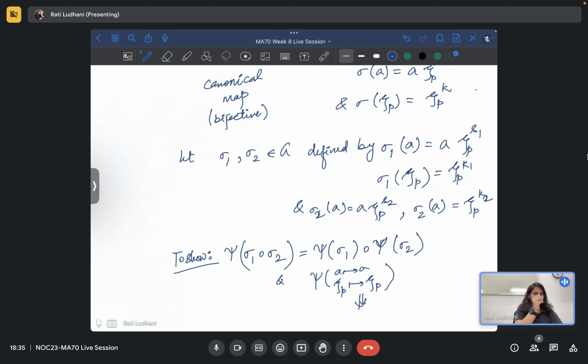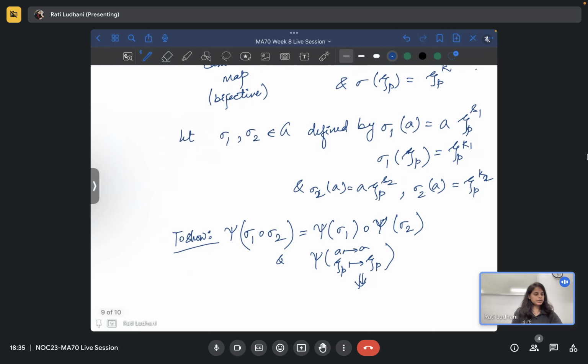So what is a? We are mapping using k and s. What does this mean? A maps to a, that means s is 0, and k is the power of zeta p, that is 1. So this should map to, as we wrote, 1 times x plus 0, that is x.